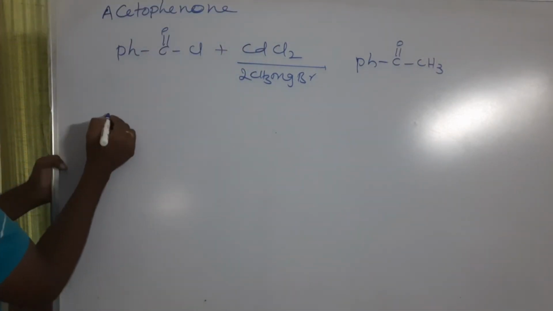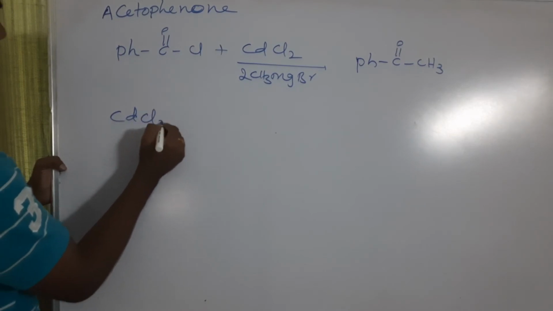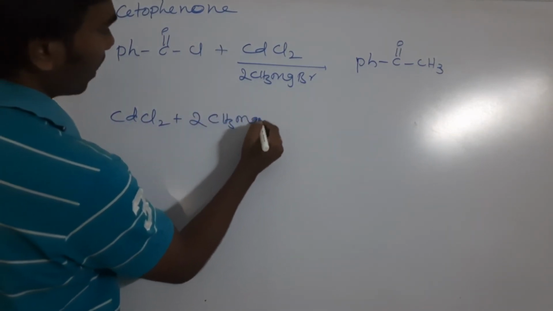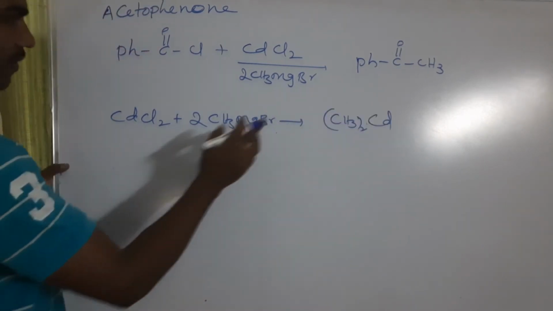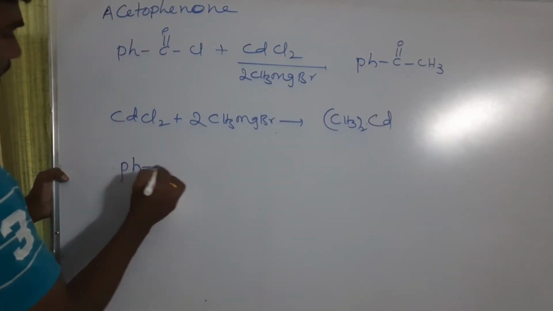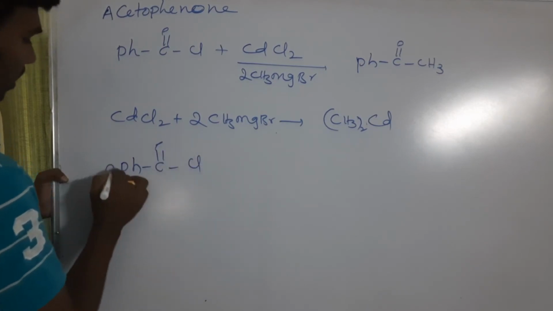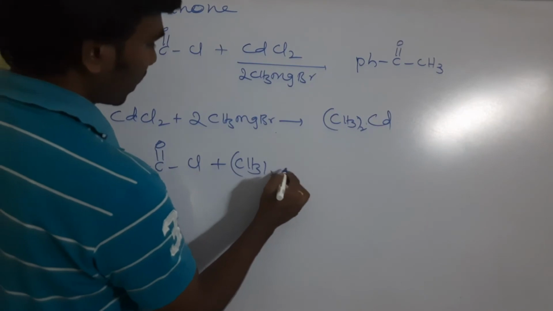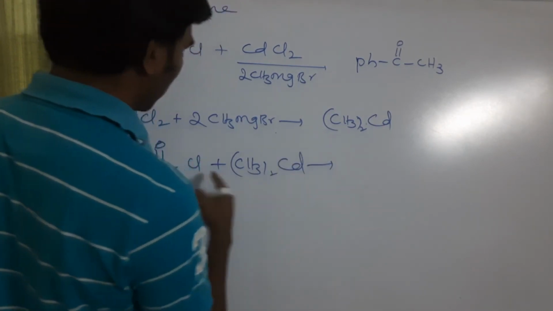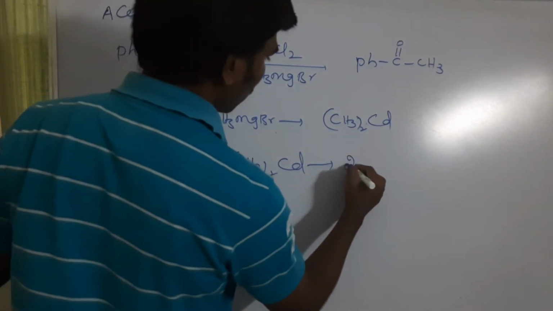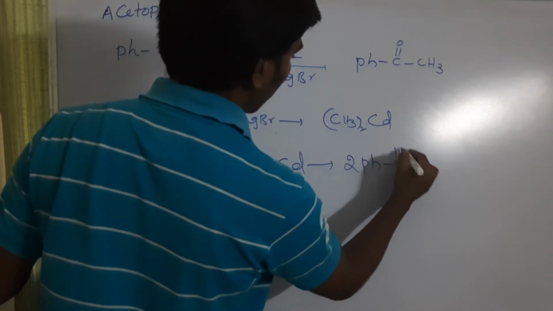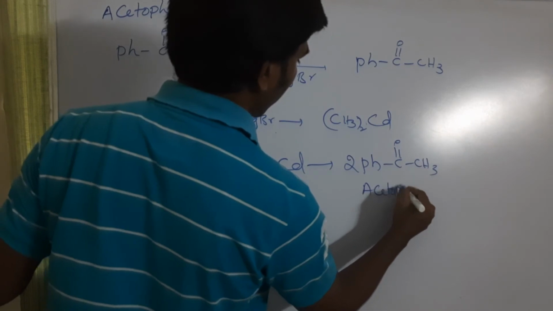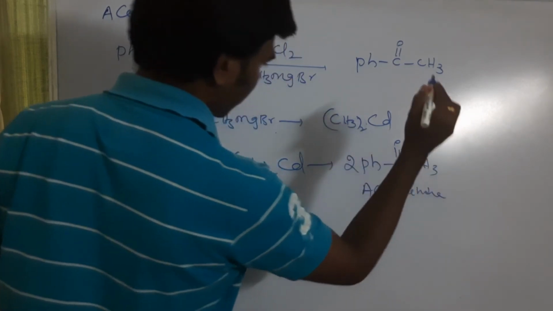So how is the mechanism? Cadmium chloride I am taking. This cadmium chloride will react with 2 moles of methyl magnesium bromide. So then it will form dimethyl cadmium. So this benzoyl chloride, PhC double bond OCl, 2 moles of benzoyl chloride will react with dimethyl cadmium, and these 2 chlorines are replaced by these 2 methyl groups. So then PhC double bond O CH3 will form. Name of this one is acetophenone. Acetophenone we can prepare like this.